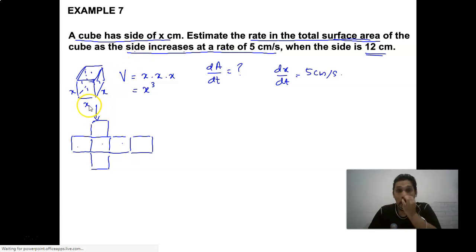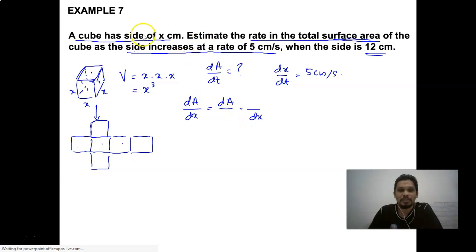let's say the side x is increasing at the rate of 5 centimeter per second, meaning that this side is getting bigger and bigger at this rate. Okay, you can just imagine it. The change of the surface with respect to x, when x is getting bigger, the surface of course gets bigger and bigger, and then with respect to time, we come up with dA multiplied with dx.